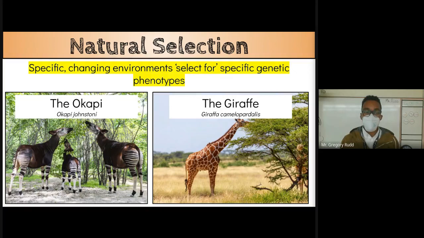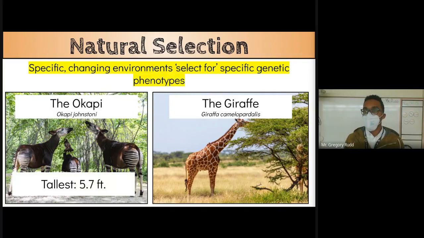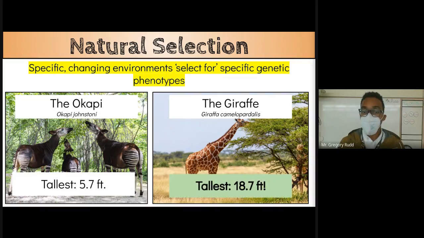The okapi at its tallest is only about 5.7 feet tall. The giraffe can grow as tall as 18.7 feet tall, okay? And that allows it to reach food that other organisms simply cannot reach. So this is what it looks like. When the environment changes, individuals are going to have some type of genetic advantage. In this case, the genetic advantage was a long neck that gave giraffes access to taller foods, or foods that were higher up, I should say. The picture is making them look larger than they are, I'm sure.